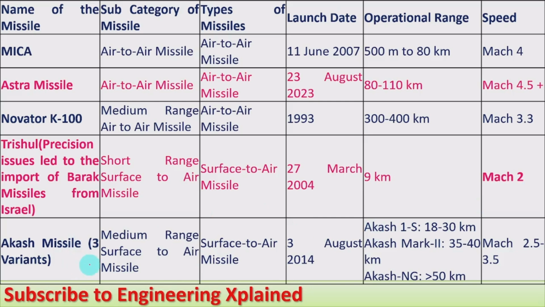Akash missile, there are three variants. These are medium range surface to air missiles. Those are surface to air missiles. These are launched on 3rd August 2014. Akash 1S range is 18 to 30 km. Akash Mark 2, 35 to 40 km. Akash NG, greater than 50 km range. The speed varies from 2.5 to 3.5 Mach.